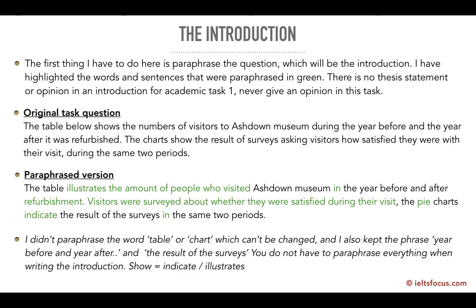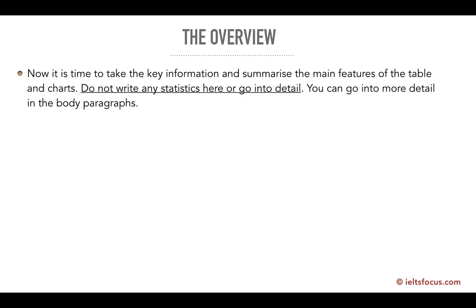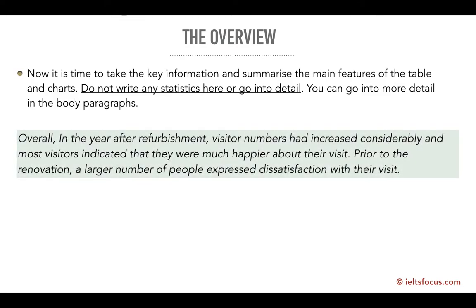So after that comes the overview. In this situation, you'll just take the key information, summarize the main features, don't write any statistics, don't go into too much detail. So overall, in the year after refurbishment, visitor numbers had increased considerably, and most visitors indicated that they were much happier about their visit. Prior to the renovation, a large number of people expressed dissatisfaction with their visit. Usually the overview starts with the word overall. That's quite a common phrase to start with.